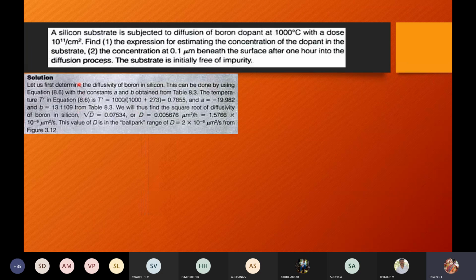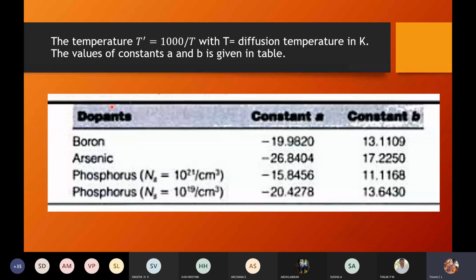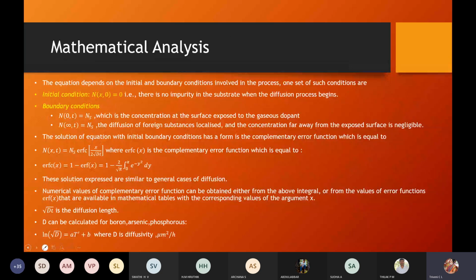So first, we had to calculate the diffusivity of the boron here, right? In order to calculate the diffusivity of the boron, we require what equation? That is 8.6, because I have not calculated here. So that one is what? That is the ln equation, the last equation we had taken, right? So I'll just show it here. This one is the equation: ln of root D equals A over T complement plus B.